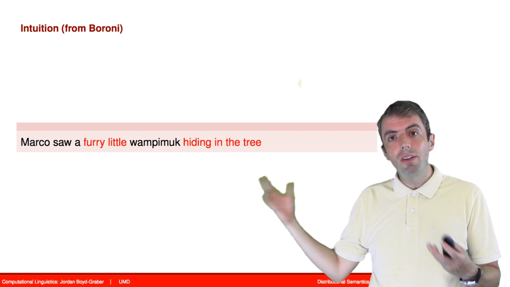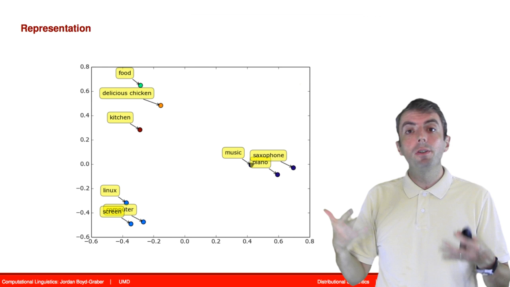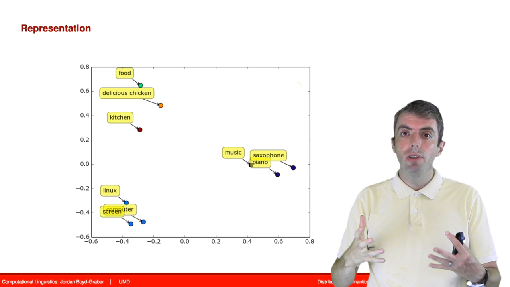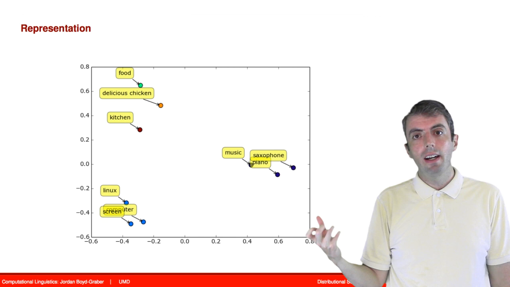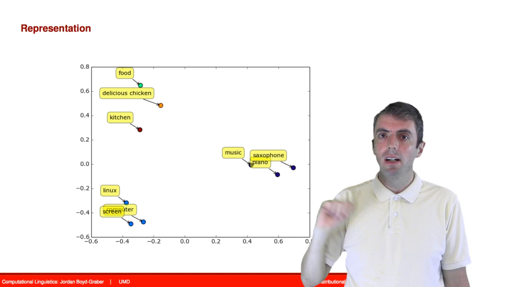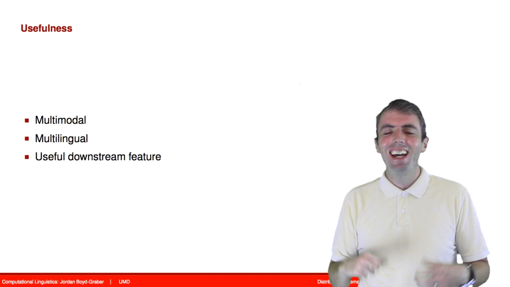This sort of intuition lends itself to a continuous representation. And if you can put words that appear in similar contexts, like music words together or food words together, then that gives you some notion of similarity. And then, given any particular context, you can see what words are near that context in the space, and you could fill in furry little blank hiding in the tree with squirrel, chipmunk, etc. And this is not just useful as an input to your deep learning systems. This also gives you a convenient representation across languages or across modalities.